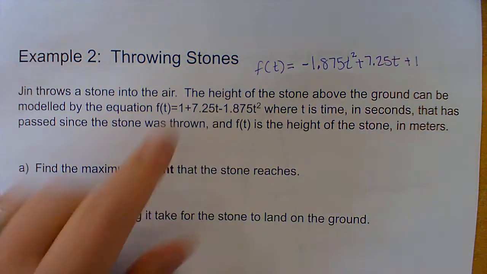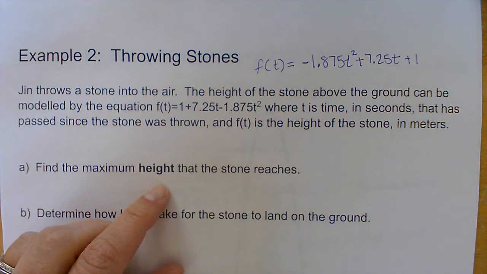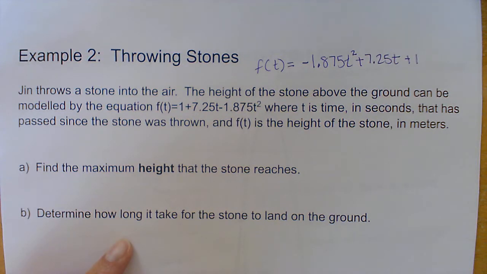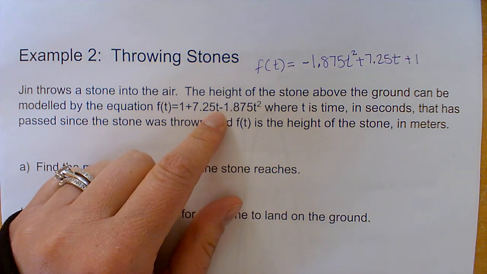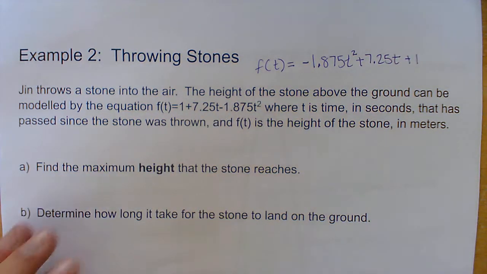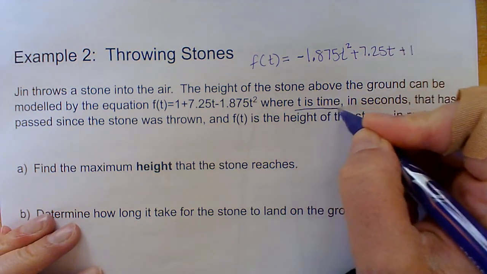Now, we're not going to have to rearrange this. We're not doing this by hand. We're doing this with a graph because the point of today's lesson is actually locating where that maximum height is and determining how long it takes for the stone to land on the ground. So we're going to go to Desmos, and we're going to put this in. We're going to graph it, and then we're going to label everything. So let's go to Desmos, let's graph it, and let's label.